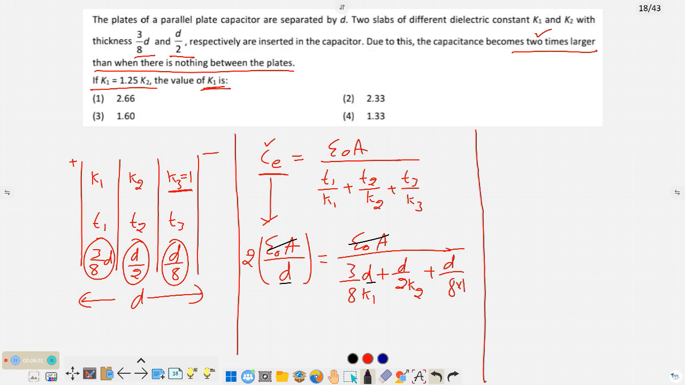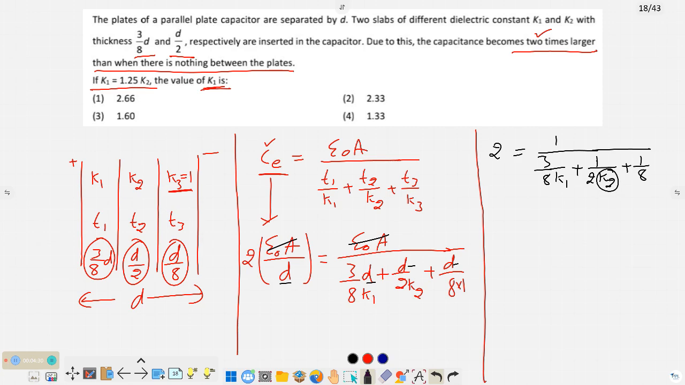I can take D common and cancel both the ends, and we can get the relation 2 is equal to 1 by, this is 3 by 8 K1 plus 1 by 2 K2 plus, you will get 1 by 8. Now solve this one. After solving, they are asking K1 value, so put the K2 value.